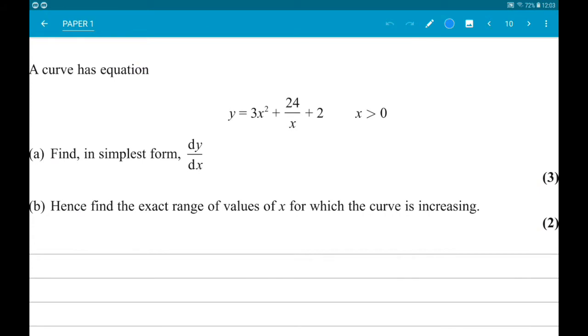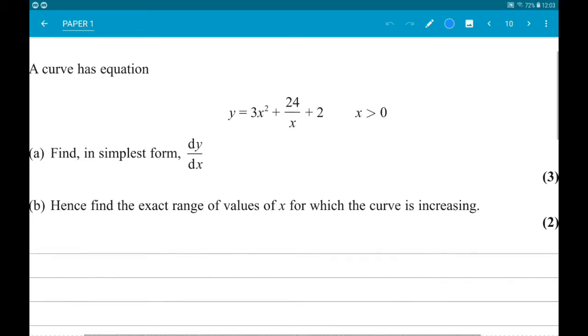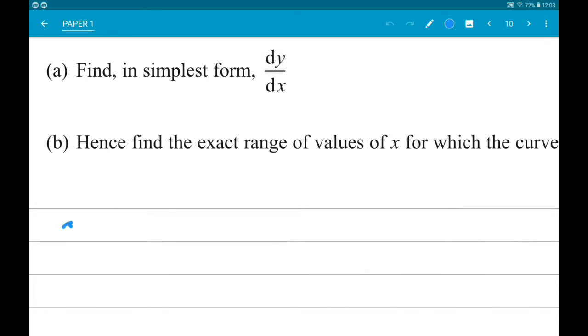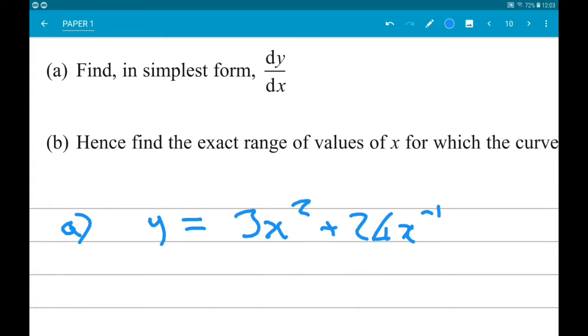5. A curve has equation y is 3x squared add 24 over x add 2. Part A. Find in its simplest form dy by dx. Okay, so write it in power form first. So y is 3x squared add 24x to the minus 1 add 2.